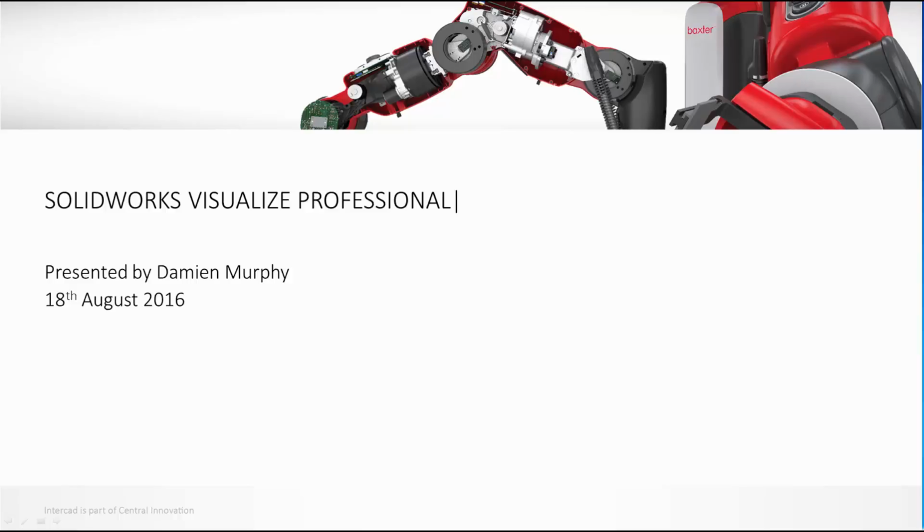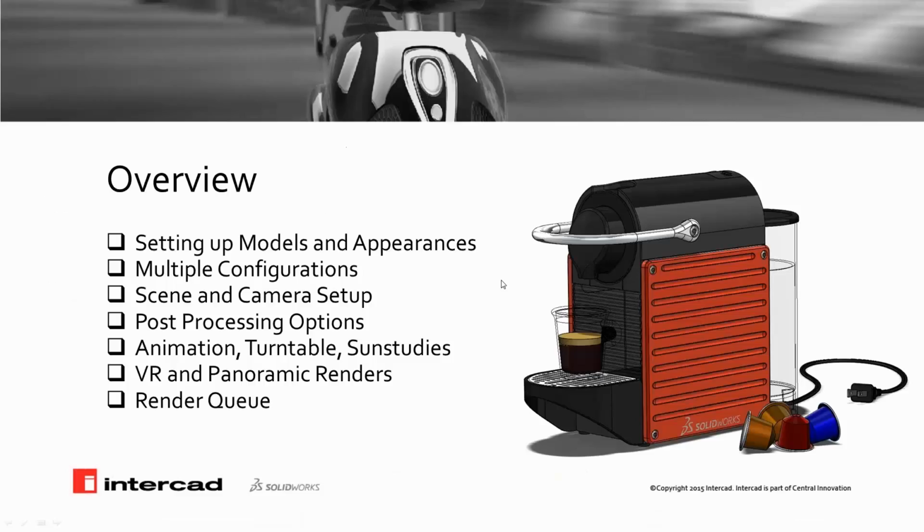Okay, so today let's make a start. We're going to do a quick overview of what we're going to cover. As I said, we're going to be covering some aspects from both Standard and Professional. I'll try and highlight some of them as we go. We're going to begin by getting our model ready for the camera, get it ready for the render. So we're going to talk about how we set models up, import models, appearances, and then as part of that we're going to demonstrate different configurations.